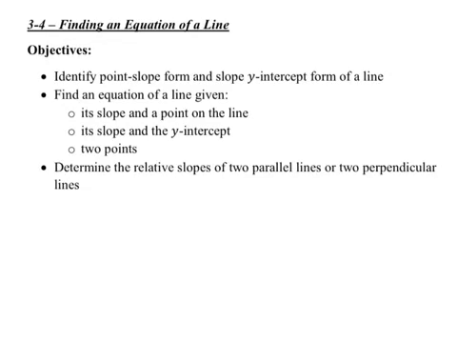So today we're going to take a look at finding an equation of a line, section 3.4. Our objectives are going to be to identify point slope form and slope y-intercept form of a line, to find the equation of a line given any of the following: its slope and a point, its slope and the y-intercept, or just 2 points. And finally, we're going to determine the relative slopes of two parallel lines or two perpendicular lines.